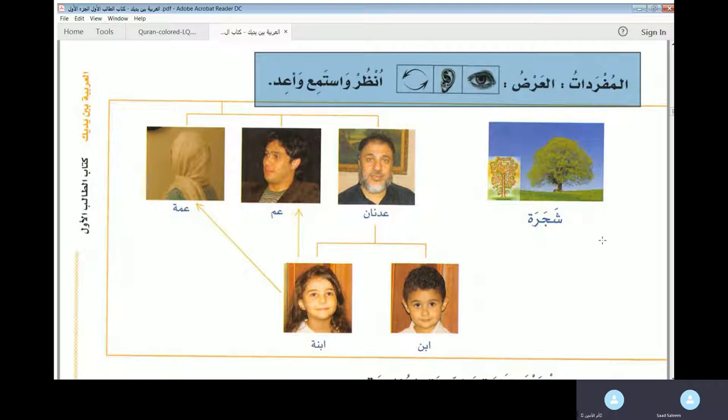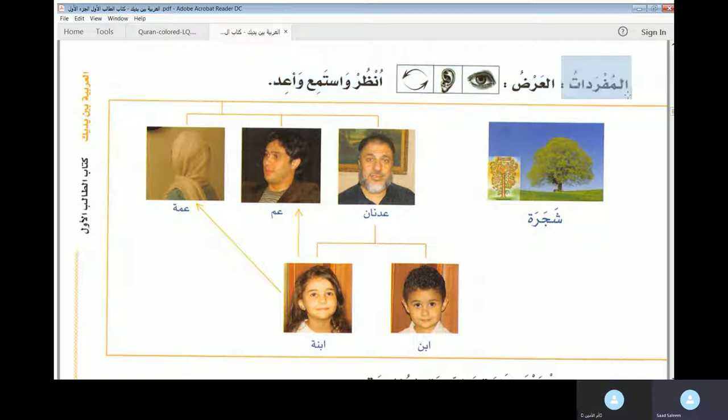Al-Mufradat, the vocabulary. Al-'Ard, the presentation. Look, listen, and repeat. What does the first word mean? Vocabulary. Presentation. Look, listen, and repeat.